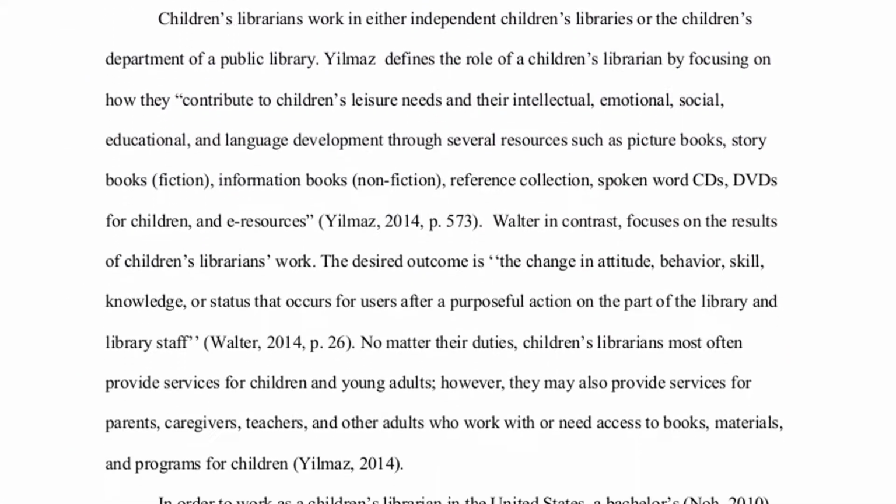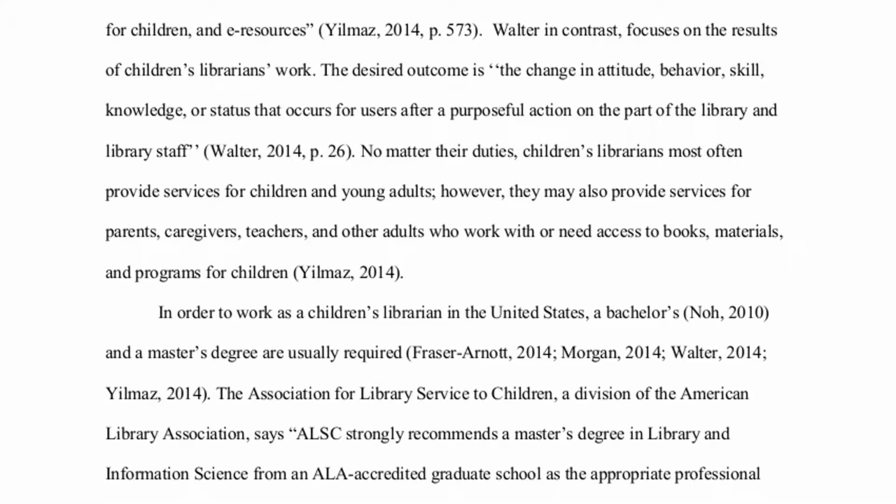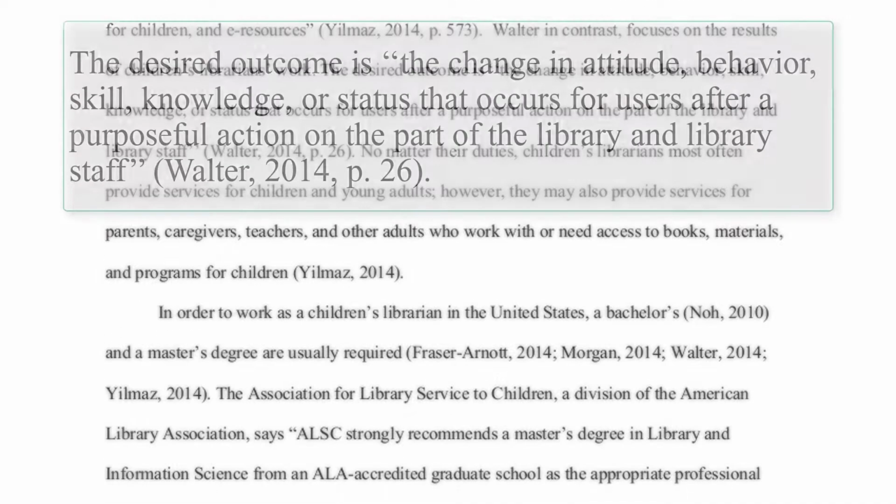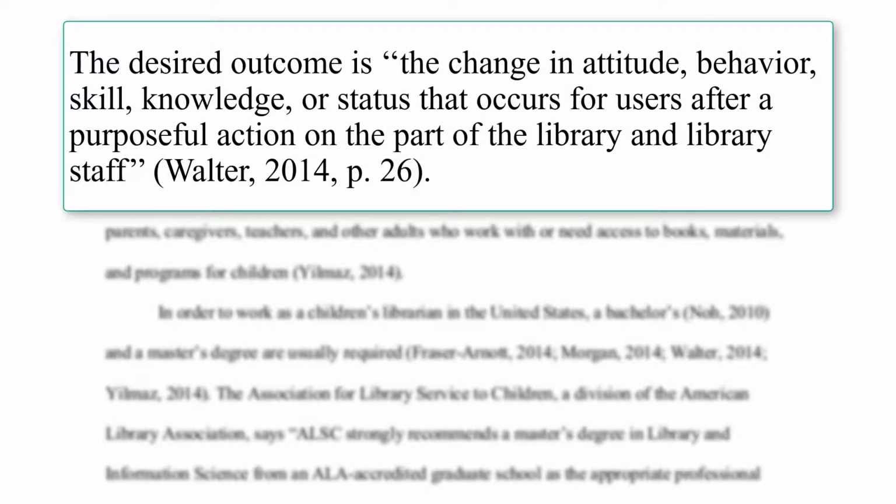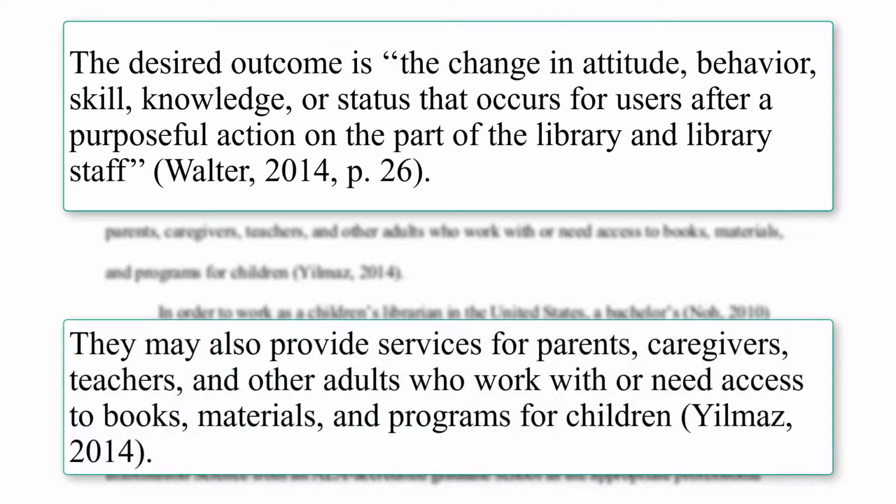In-text citations go in the body of your paper and are used for direct quotes and summarized or paraphrased information. For paraphrases, the in-text citations usually include an author's last name and publication year. For quotes, you should also include a page number, if there is one.